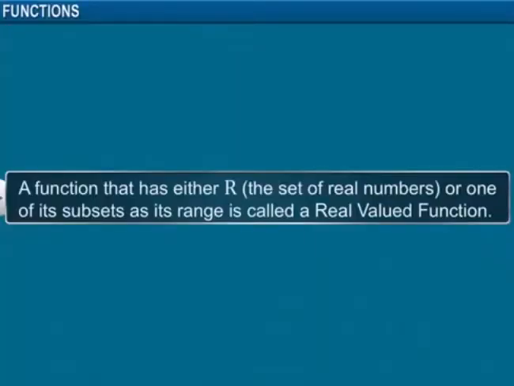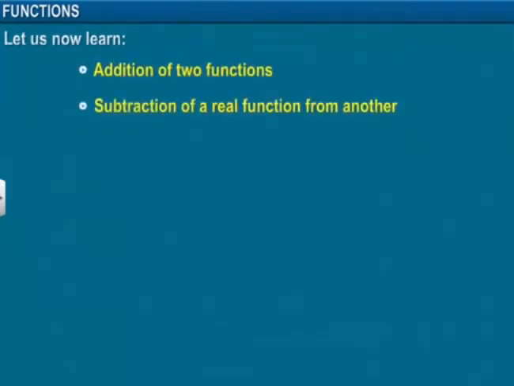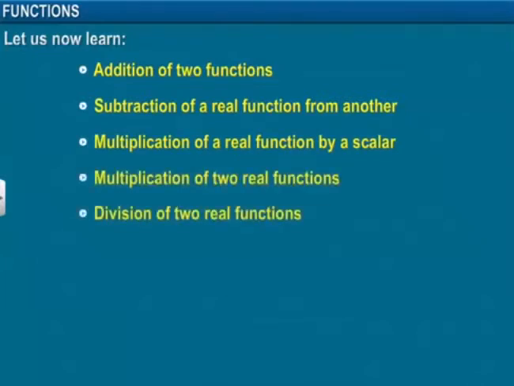A function that has either the set of real numbers or one of its subsets as its range is called a real-valued function. Further, if the domain of the function is also either the set of real numbers or a subset of R, it is called a real function. Now, let us learn how to add two real functions, subtract one real function from another, multiply a real function by a real number, and multiply or divide one real function by another.